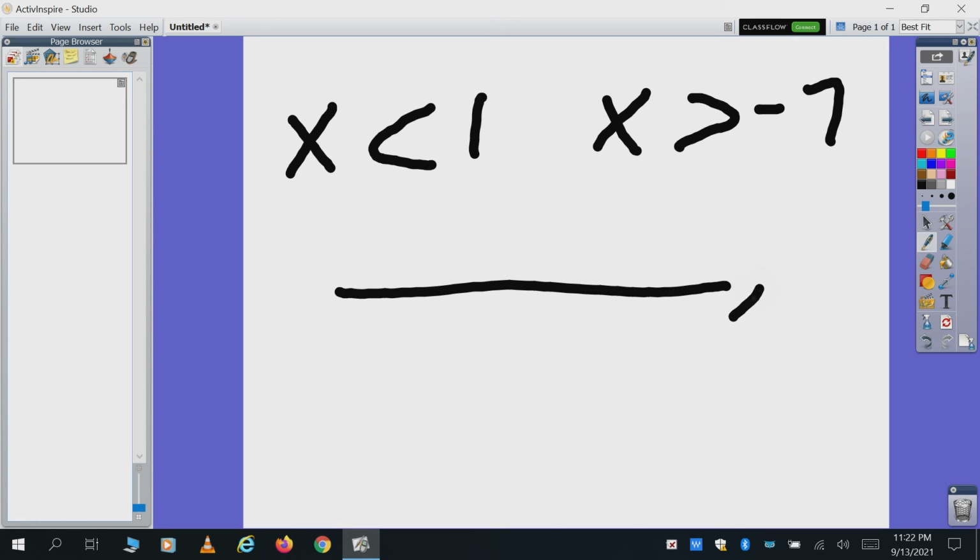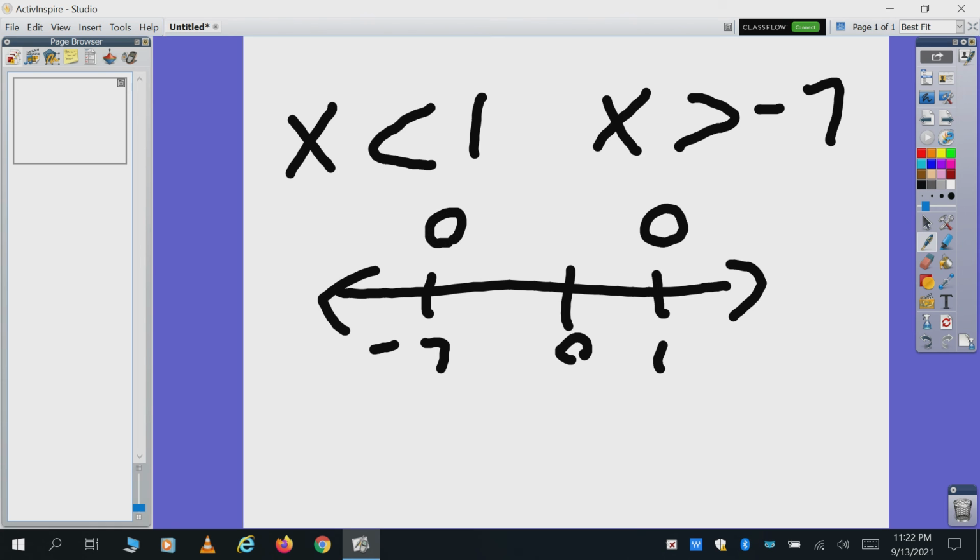I'm going to graph it. And again, put my 0 in the center. I'm going to put my 1 and my negative 7. Both of them are going to be open circles. If I start from 1, it's saying that my x is going to be less than, so I'm going to go this way. Over here, if I start with negative 7, it's saying that x is going to be greater than, so I'm going to go the opposite way.